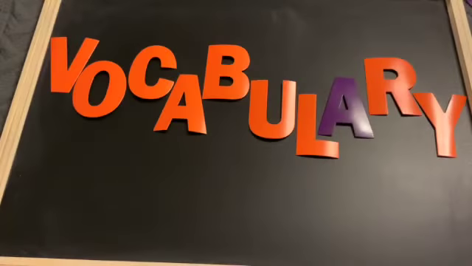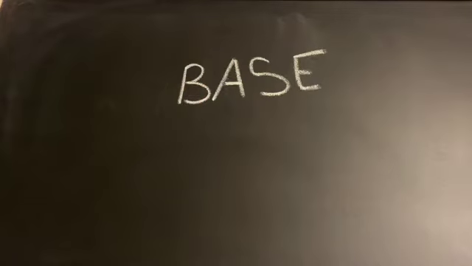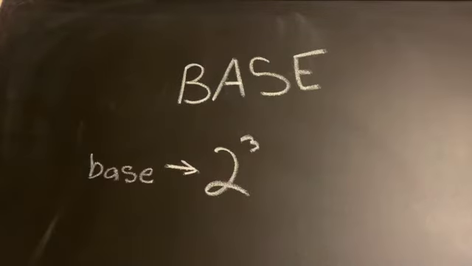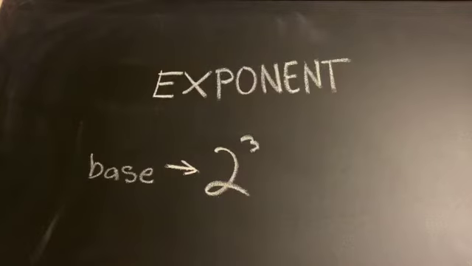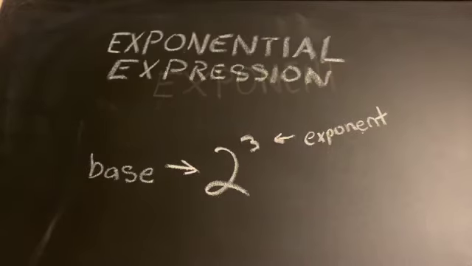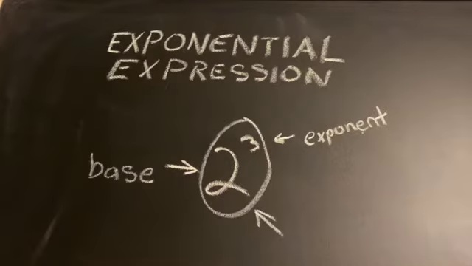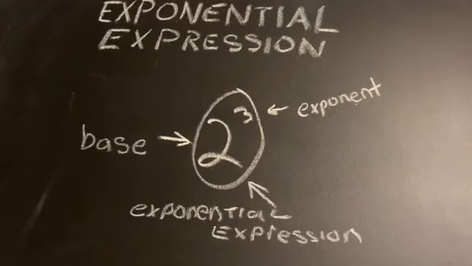Now let's check out a few vocabulary terms. We have the base, which is in the expression 2 cubed. The 2 is called the base, and the little 3, the cubed, is actually called the exponent. And the whole thing together, the 2 cubed, is called an exponential expression.